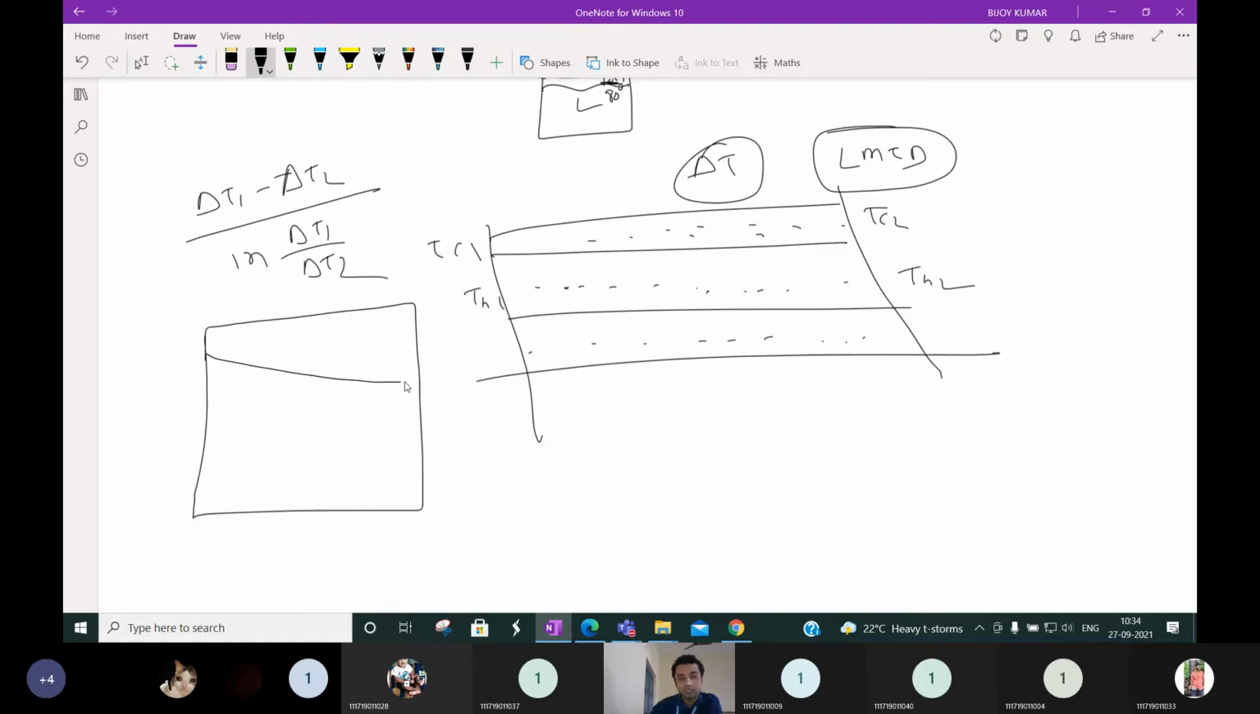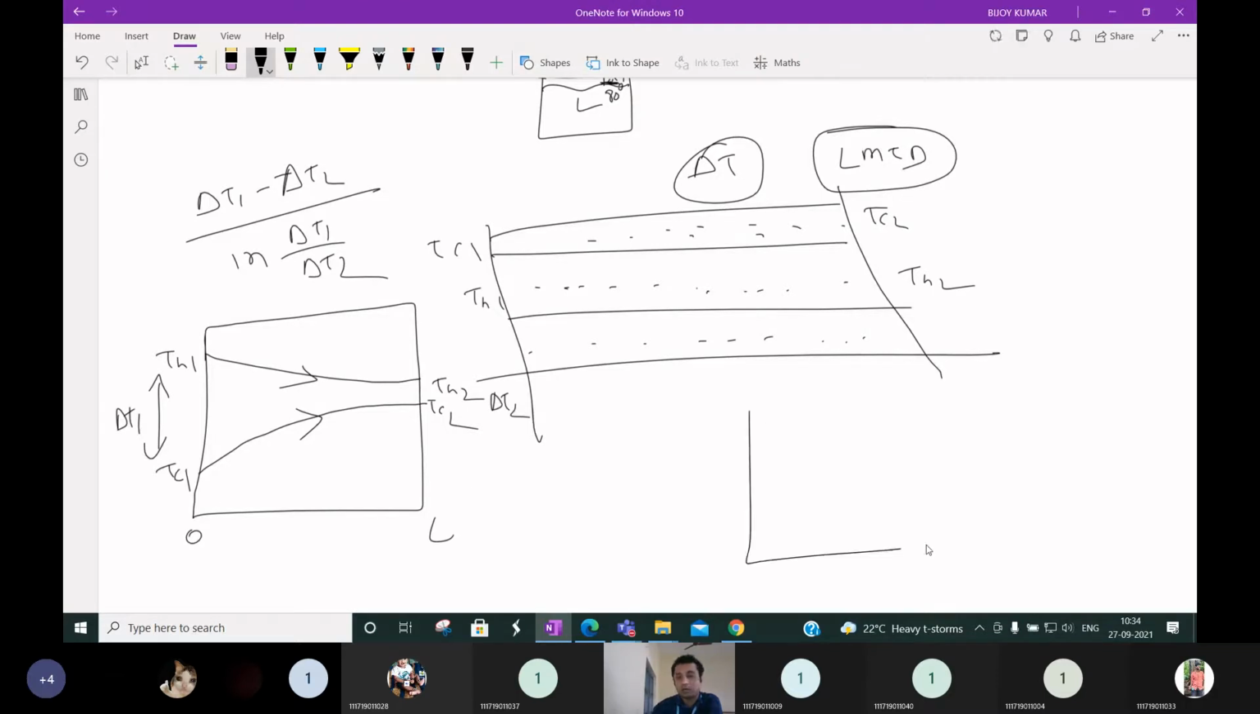This is for a parallel flow. Suppose the hot fluid temperature is decreasing. Parallel flow means the hot fluid and cold fluid both enter in the same direction, with their entrances at one point and their exits at another point. The temperature difference at the entrance, TH1 minus TC1, is called delta T1, and the temperature difference at the exit is called delta T2. So this is for parallel flow.